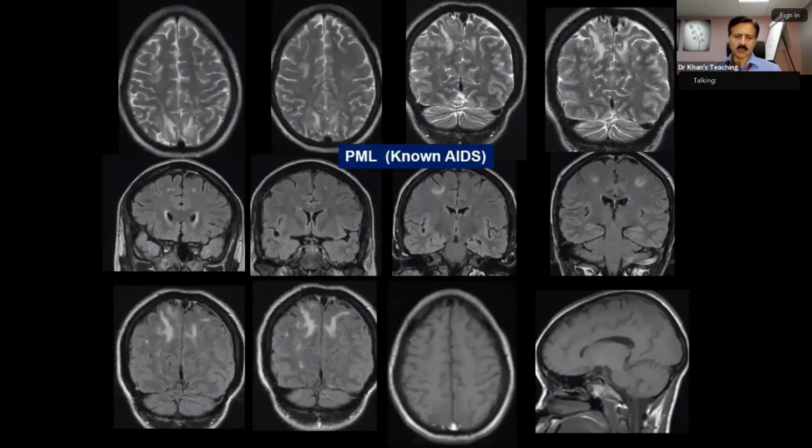This is another case of PML. Just wanted to highlight the subcortical U fibers once again. Look at this subcortical U fiber, look at this subcortical U fiber, this U, here, here. And no enhancement once again.